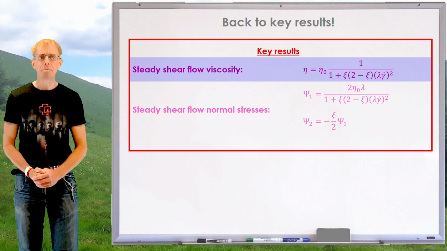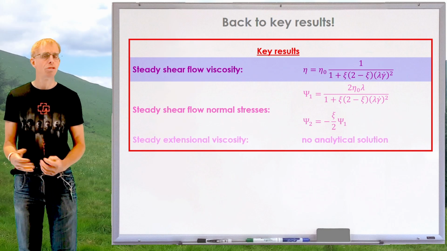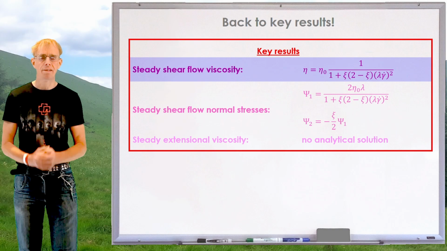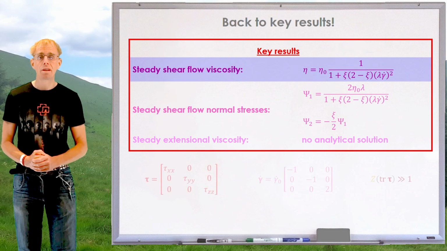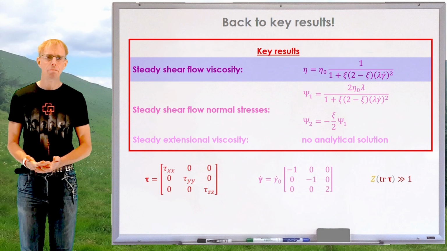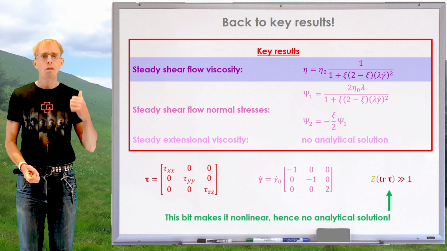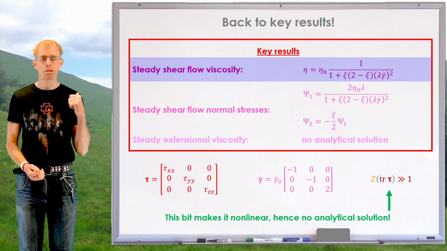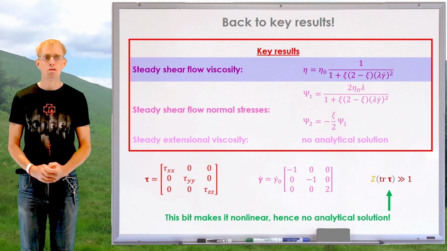Now, final thing. We said when talking about PTT that the steady extensional viscosity didn't have an analytical solution. Let's now look at why that's the case and see what we can do about it. If we're thinking about an extensional deformation, let's assume that we've got, say, a uniaxial elongation. Our rate of strain tensor, gamma dot, might look a little like what I've put up there on the board. The only non-zero rates of strain are on the principal diagonal now.